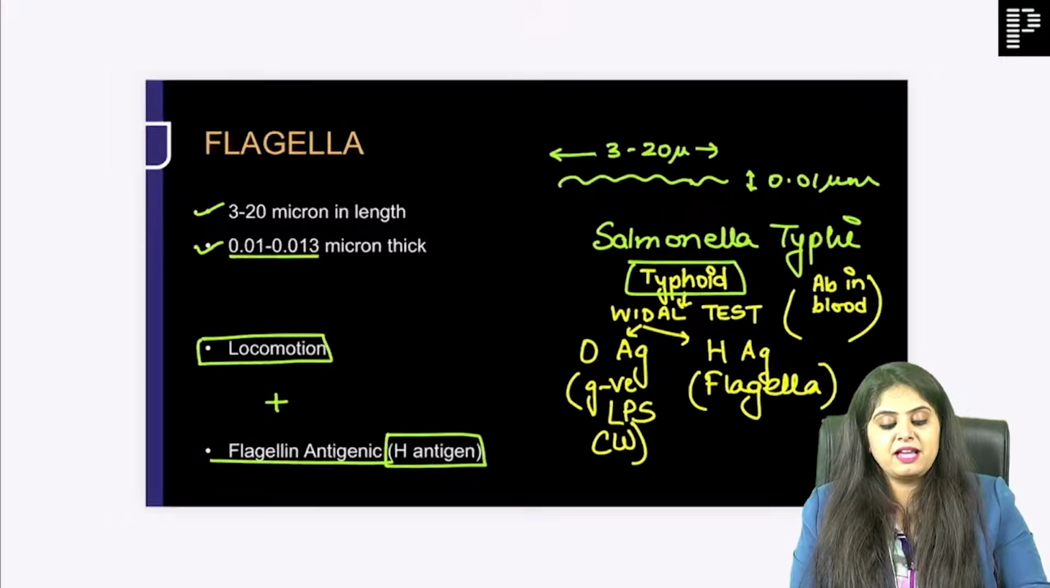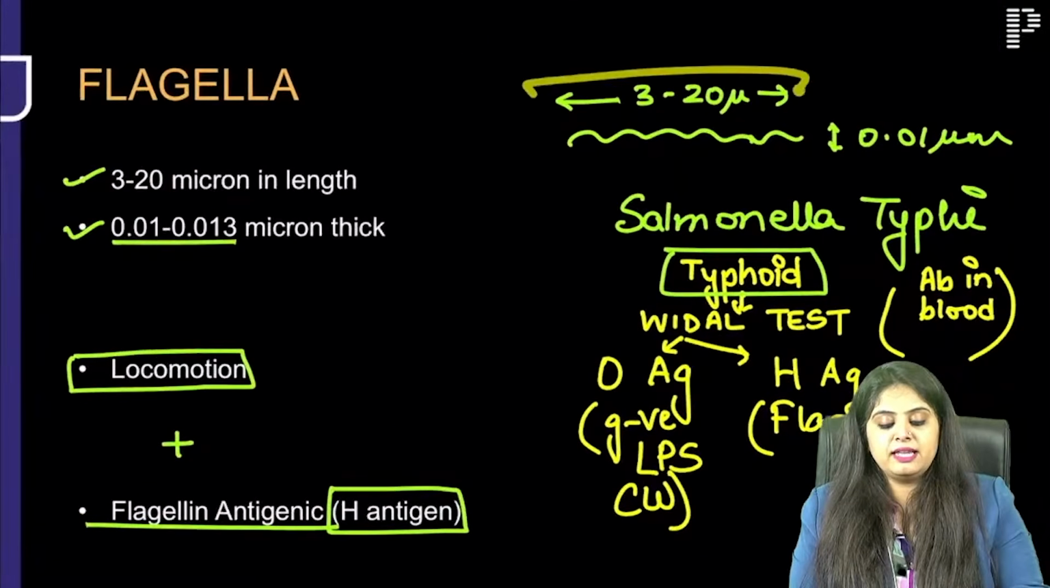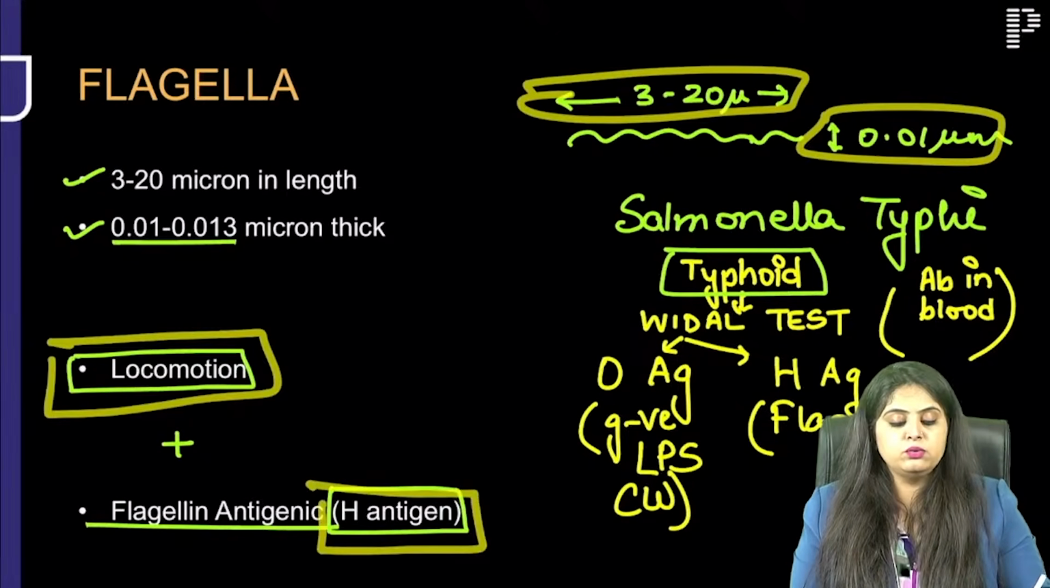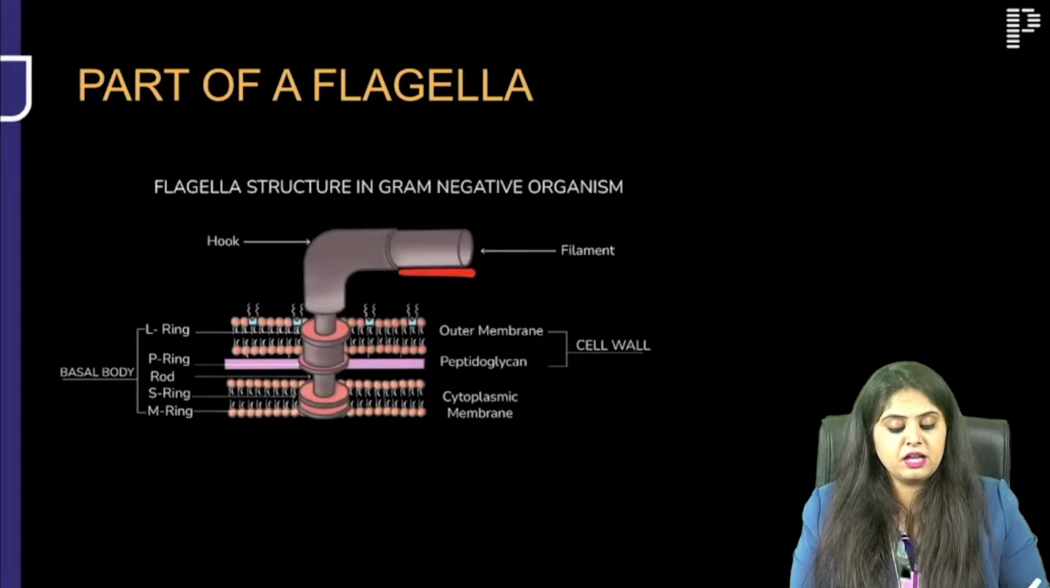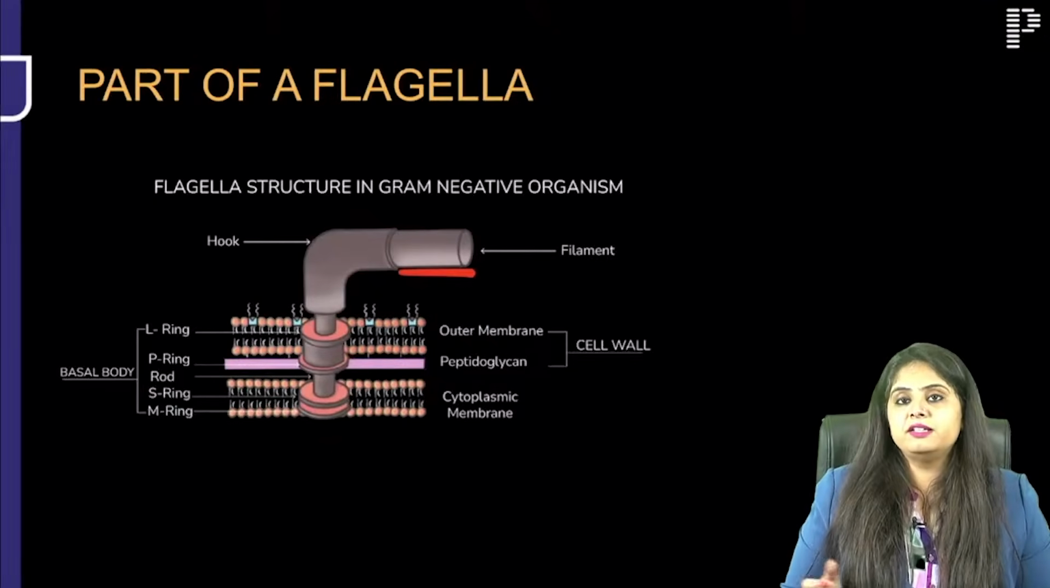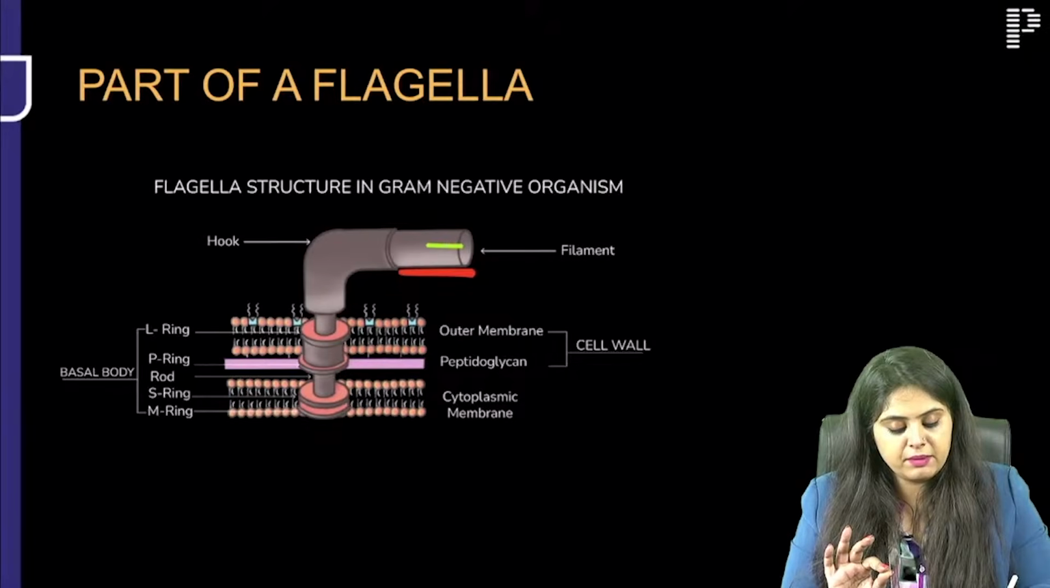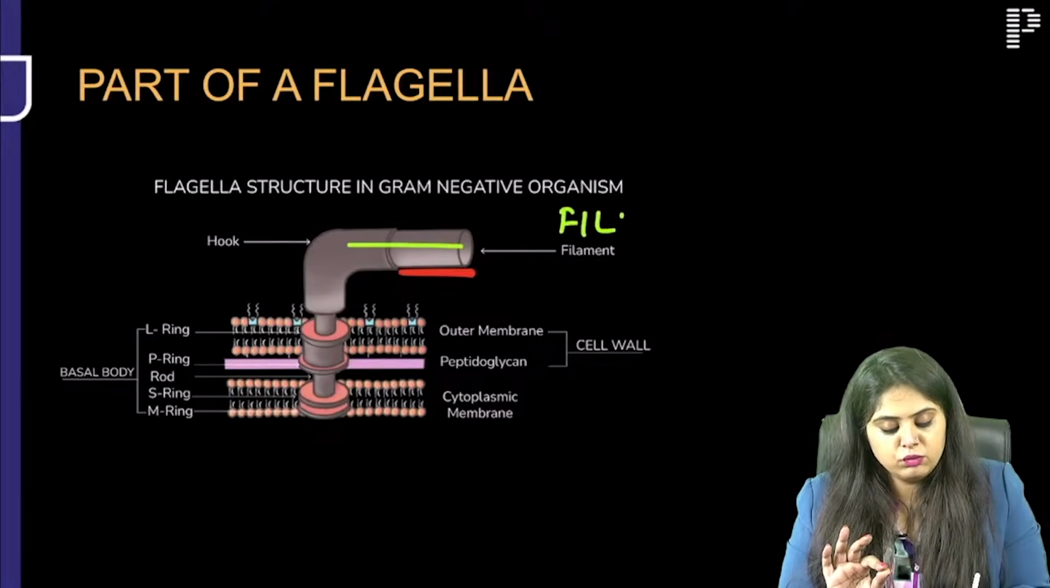So coming back, flagella is 3 to 20 microns in length, very, very thin. It is going to help in movement. It is also going to have an antigen. This is how a flagella looks like, whether gram positive or gram negative. You will have one thread coming out. That part is known as the filament.